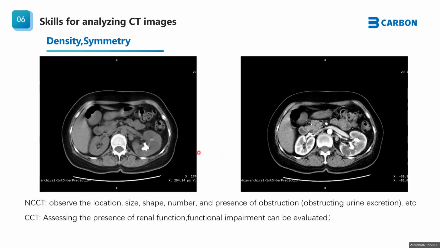For the analysis, for the beginners, I want to tell you that the density and the symmetry are very important. We have to focus on these two things: the density, and the symmetry, like this. With non-contrast CT, we can observe the location of the kidney, and also the location of the stone, and then the kidney size, also the stone size, shape, numbers, and the presence of obstruction. Is there any obstruction or not?